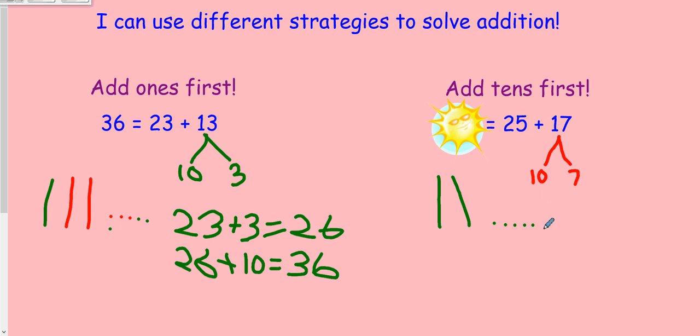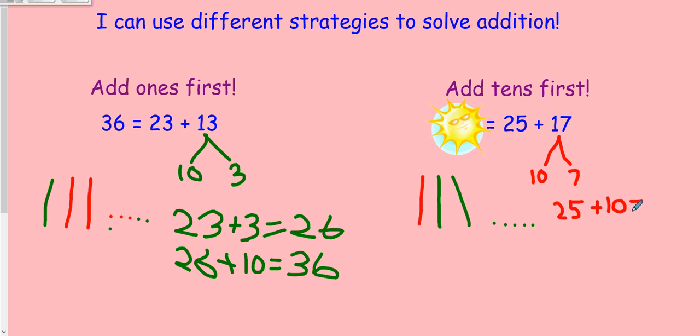Let's write the number sentence that would show that we're going to do that. We've got our 25, so let's write that. 25. And then we are going to add our tens first. So 25 plus 10. Let's do that in our picture. We have 25 plus 10.